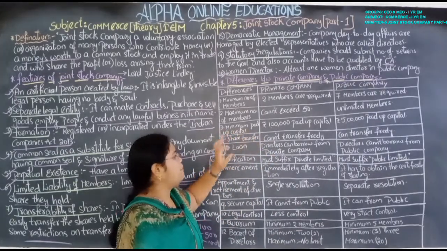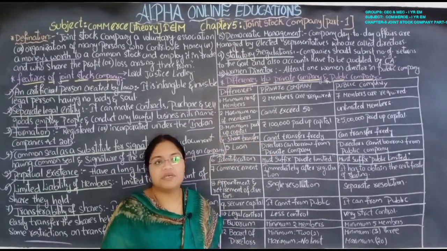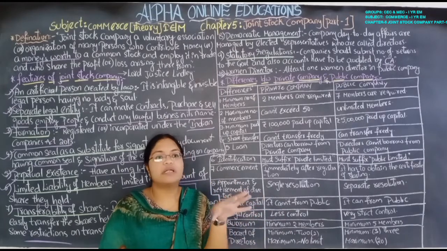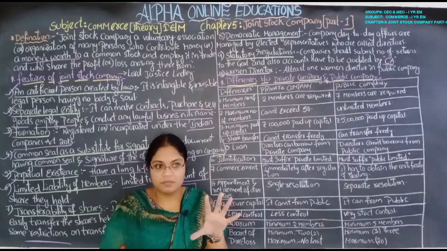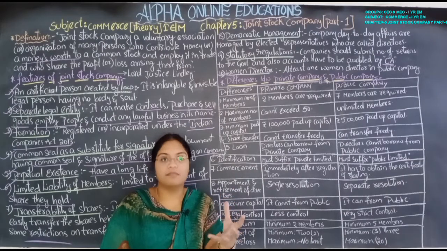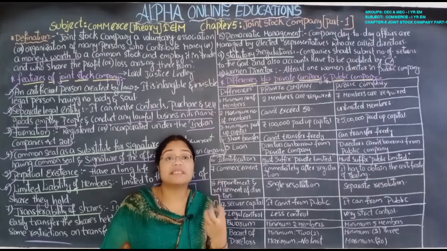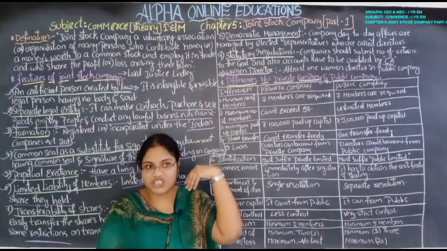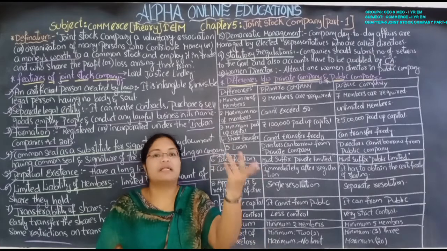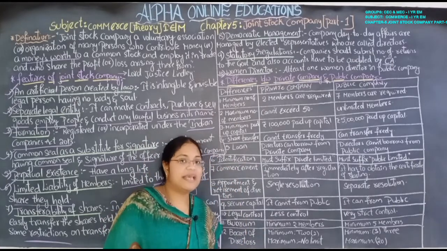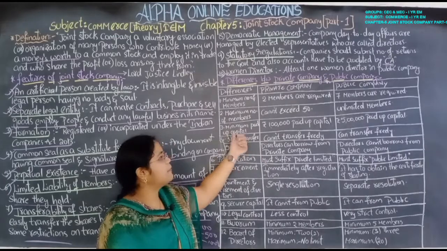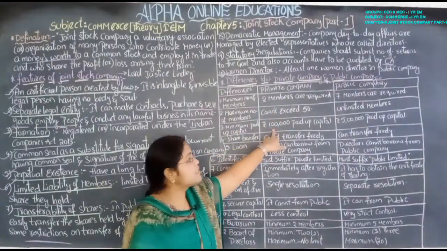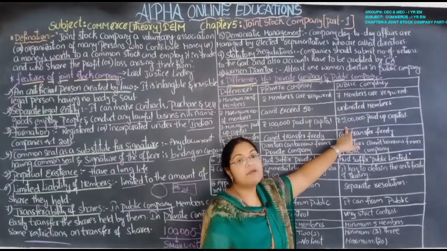Minimum paid up capital. What does paid up capital mean? When they are selling the shares, whatever capital the companies get from the sale of shares in the stock market, that is paid up capital. For a private company that will be 1 lakh rupees, and for a public company it will be 5 lakh rupees.